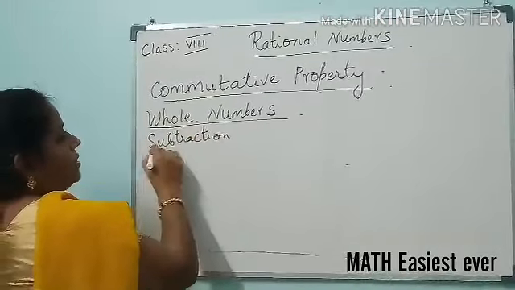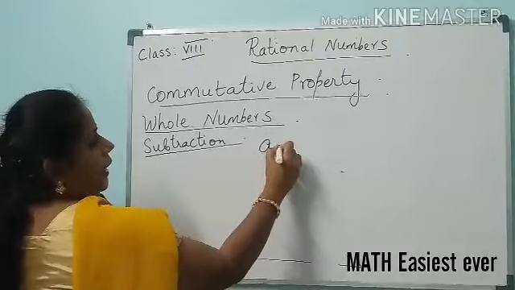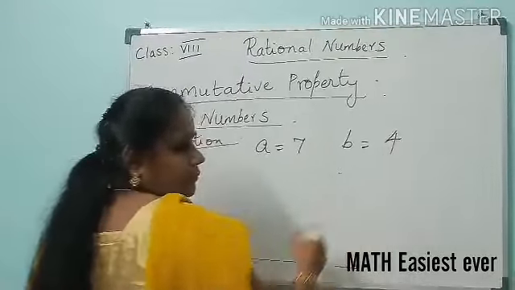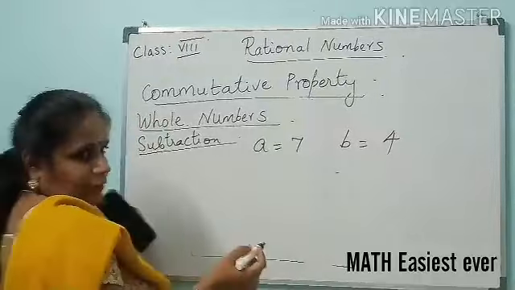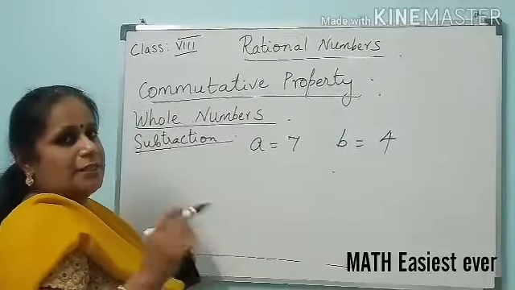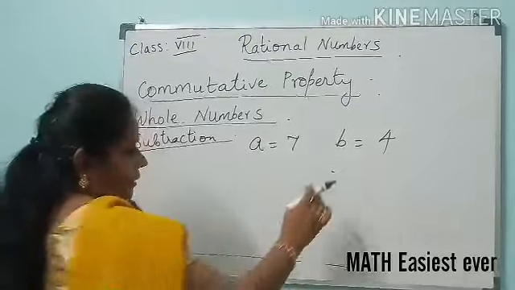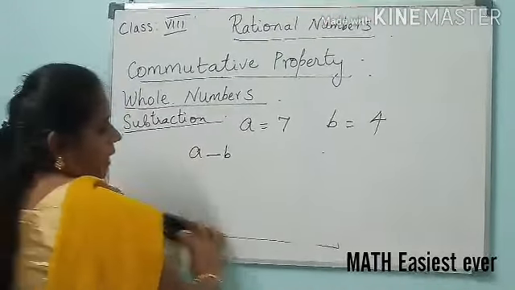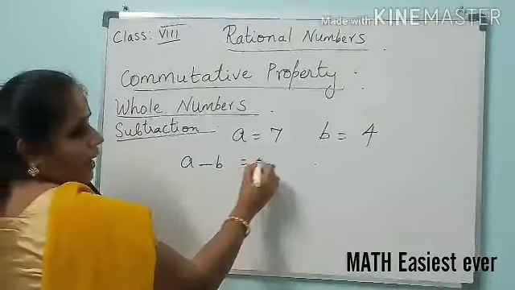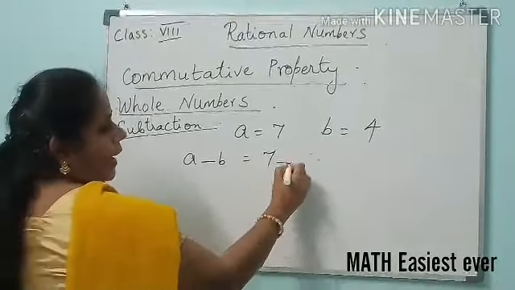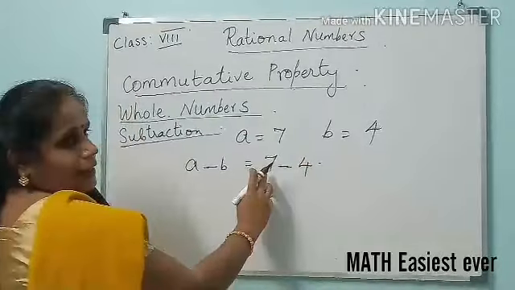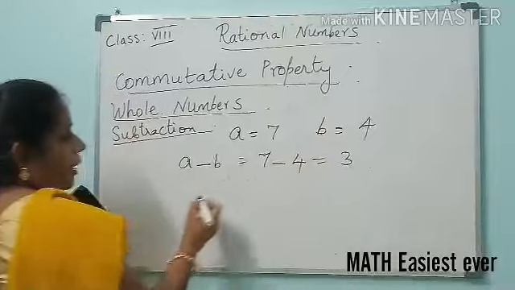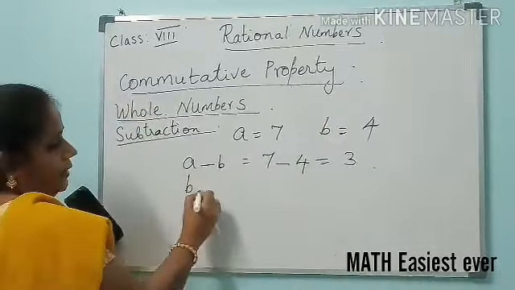Now, let's take whole numbers a as 7 and b as 4. Now, we are going to check whether a minus b is equal to b minus a. What is a minus b? A is 7 and b is 4. What is 7 minus 4? It's 3.